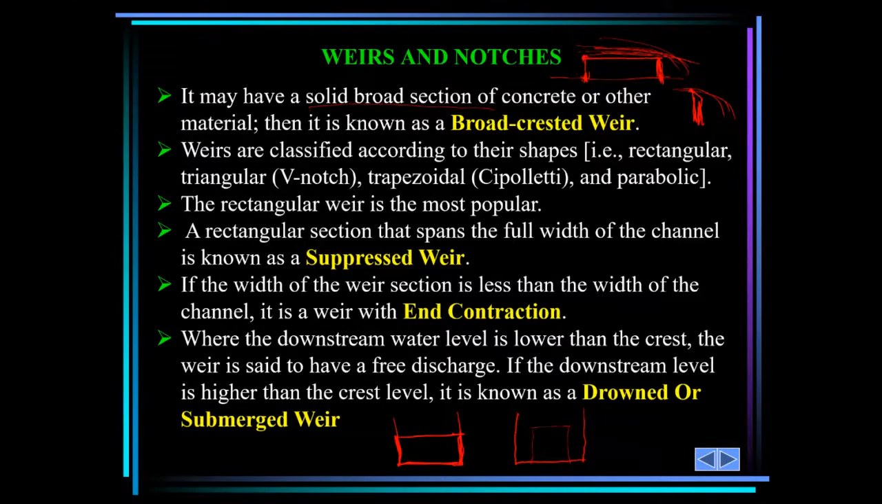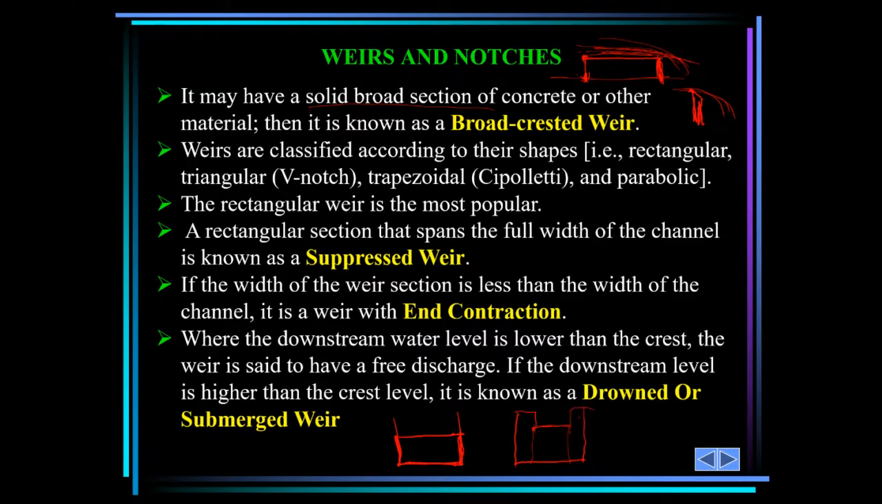So here, the length of the weir, the length of the crest, is not equal to the width of the channel. So this has both end contractions. You can have just one end contraction or both end contractions.